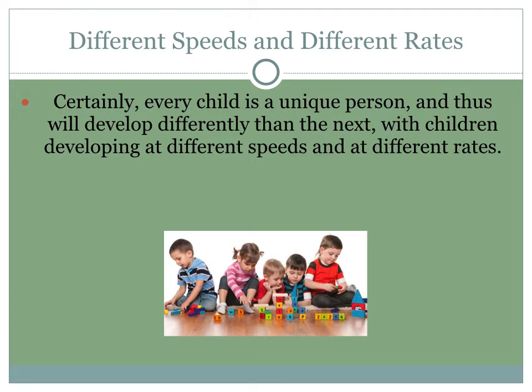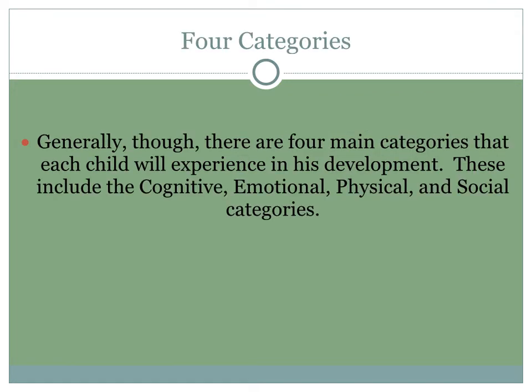One child may be walking at 18 months, while another child may be walking at 1.5 years. One child may be speaking earlier than another child. One child may have better motor skills than a child his same age. Every child is different, and every child develops at a different rate, and that's okay. Generally, there are 4 main categories that every single child will experience in his development. These include the cognitive stage, the emotional stage, the physical, and the social one.